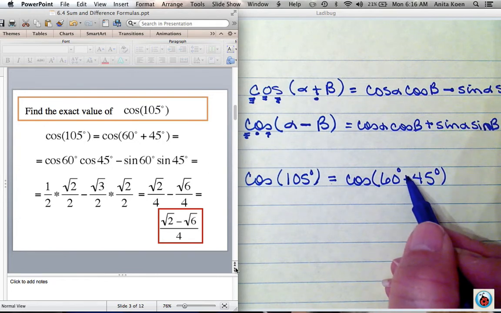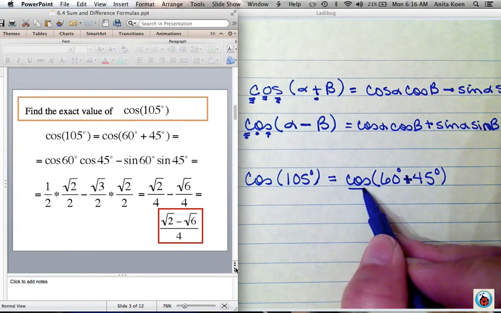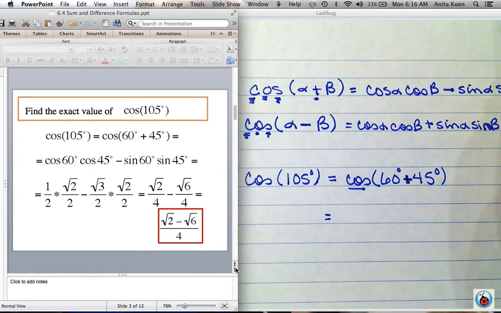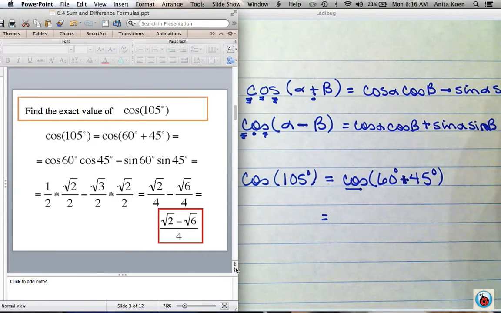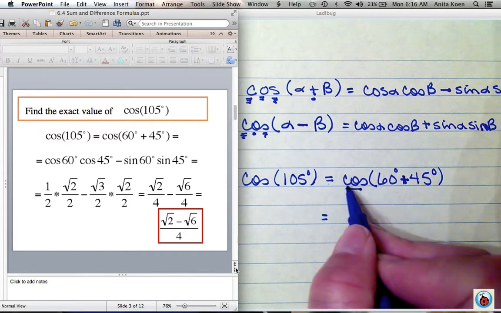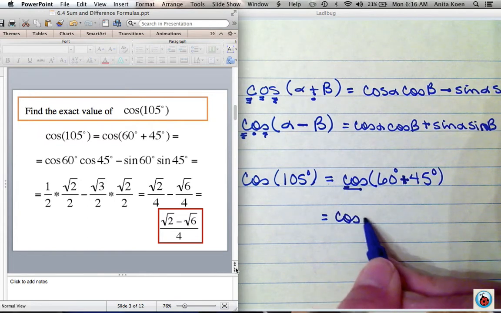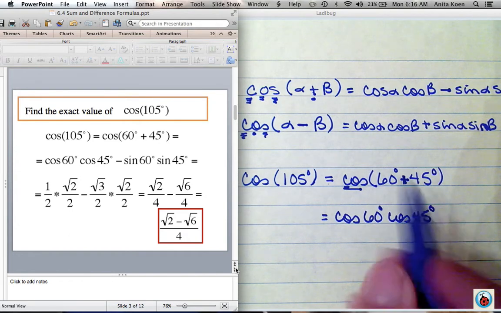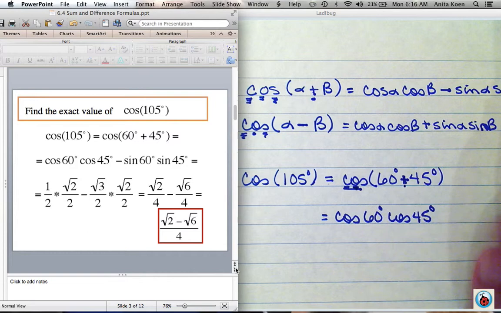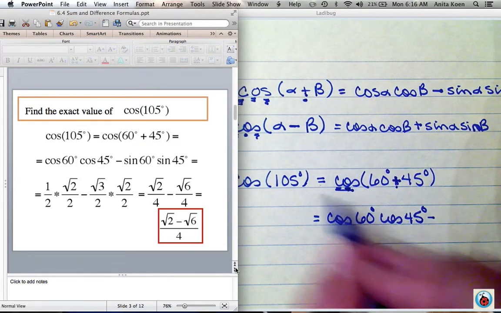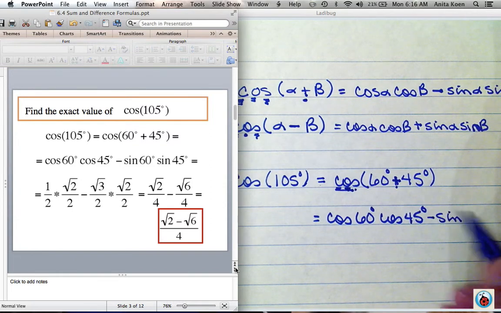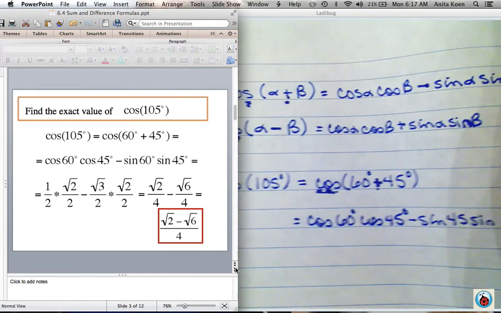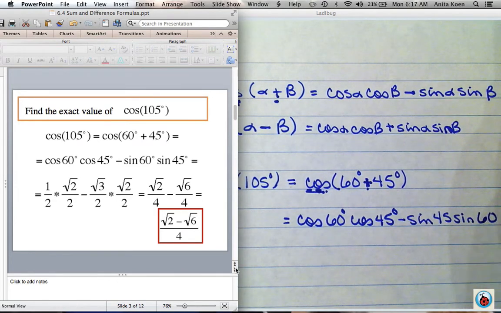Now I can use my sum formula for the cosine to rewrite this and to be able to find out what the cosine of 105 is, because I know that the C means cosine, so cosine of 60 times the cosine of 45. O stands for the opposite sign, so since this was plus, I'm going to do minus. And then we have S standing for sine, so the sine of 45 times the sine of 60. And I'm going to run off the page. I'm writing too big today.